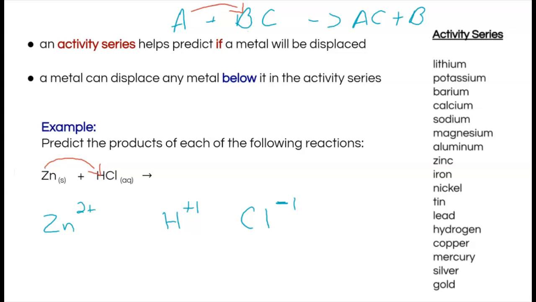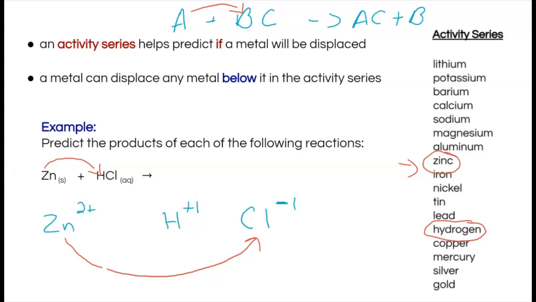Let's go over to our activity series and find zinc and hydrogen. I can see that zinc is in fact higher than hydrogen, so zinc can bump hydrogen out of the way, and it's going to do that. As a result, my zinc ion is going to combine with my chloride ion. Another way to remember what goes with what is that opposite charges attract. My positive zinc is going to want to go with my negative chlorine. My zinc is never going to want to go with hydrogen because they have like charges and will repel each other.